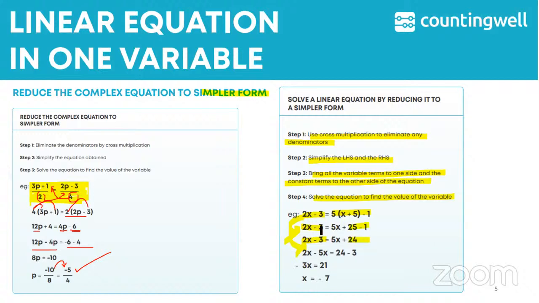Then we transpose the variables to one side and the constant terms to the other side. So 2x is already on the LHS. We take 5x from the RHS to the LHS. So 5x will become minus 5x. 24 is already on the RHS. We'll take minus 3 from the LHS to the RHS. So it will become plus 3. So we have minus 3x equals 21. So we have x equals minus 7.